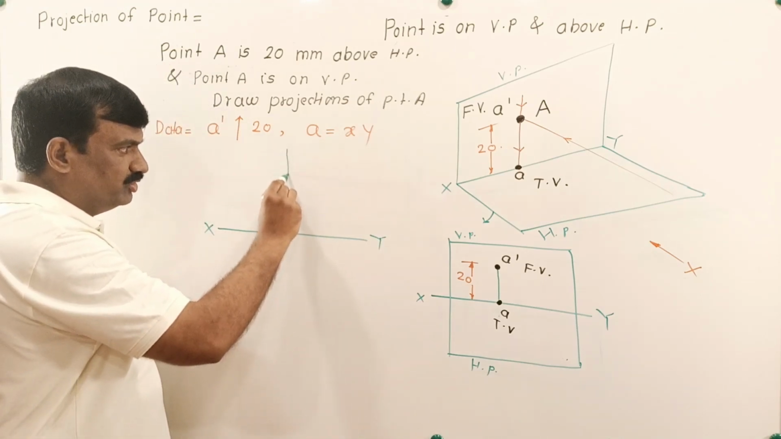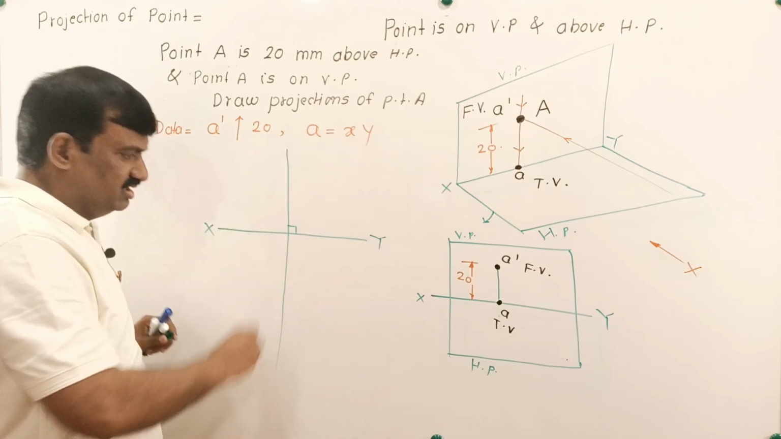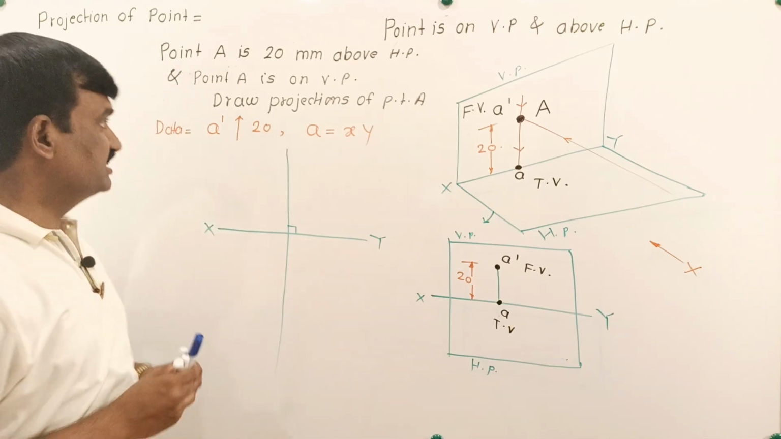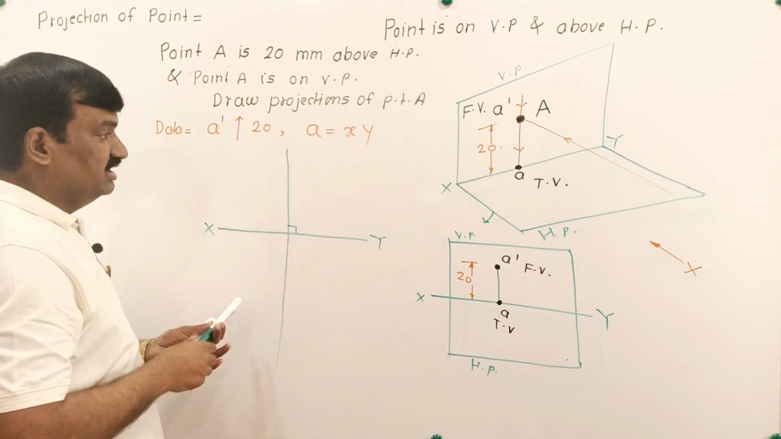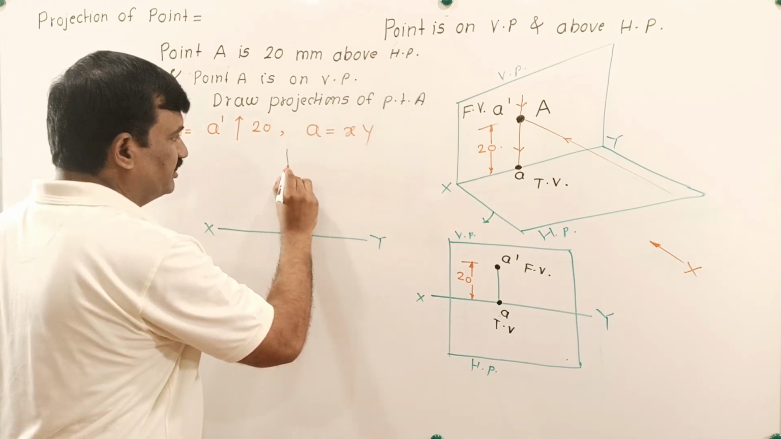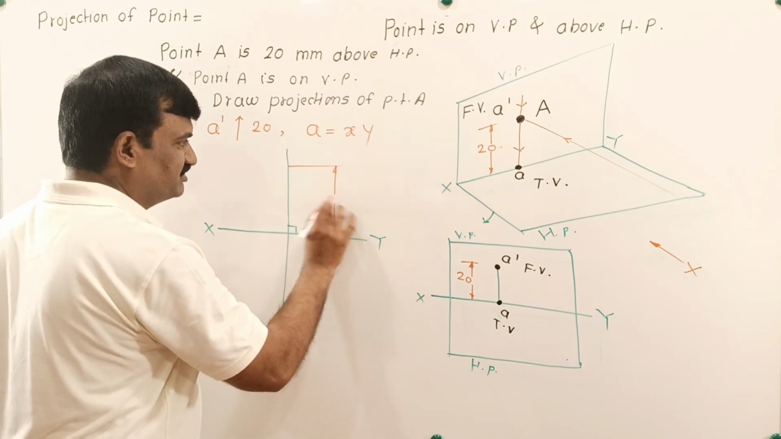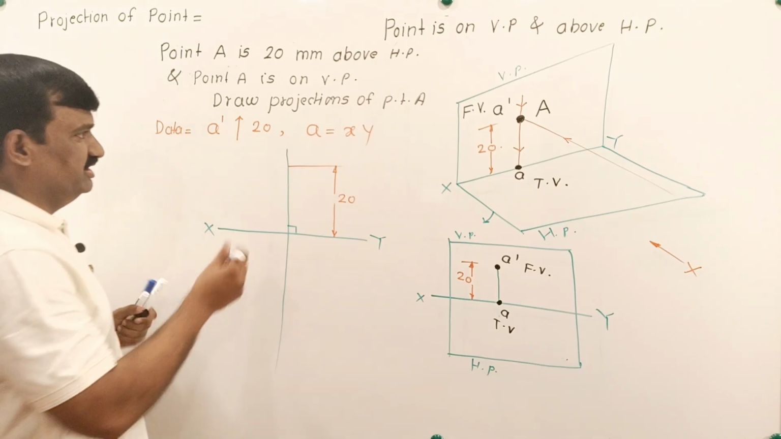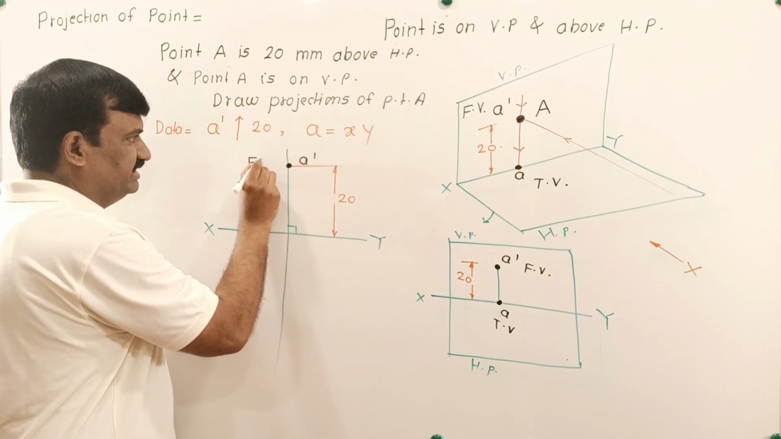Front view and top view of a same point is always present on one and same projector, and that projector is always perpendicular to XY line. Next concept. When any point is 20 mm above HP, its meaning is that its front view is 20 mm above XY line. When any point is above HP, then its front view is drawn above XY line.